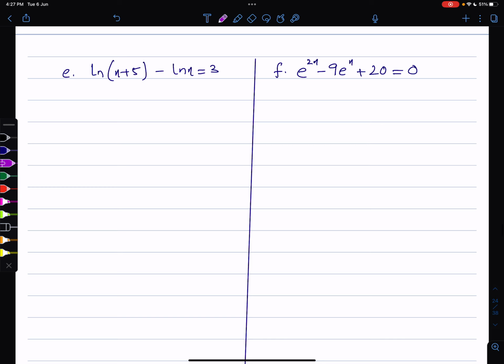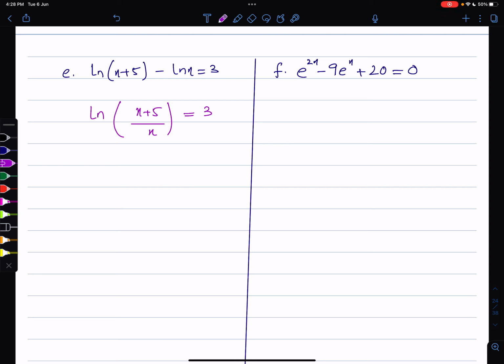Now let's consider this example. ln of x plus 5 minus ln x equals 3. Okay, so for ln of x plus 5 minus ln x, we are going to use the division rule. We have ln, that is to the base e, of this number minus ln of this number. So we are going to express this as a single log by the division rule. ln of x plus 5 divided by x equals 3.